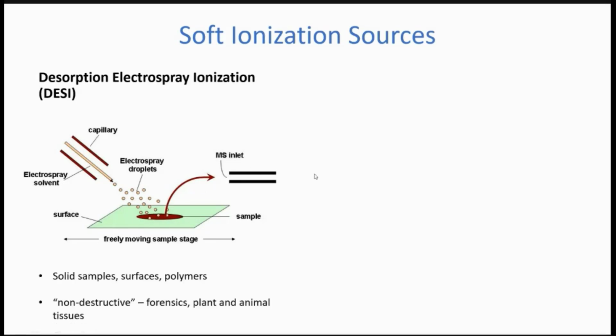This isn't used very often, but it is pretty popular for people working in the polymer industry and surface coating. So it's used for that sort of thing. It's what people consider non-destructive because you only remove a few ions or molecules from the surface. And so it's probably really good for things like forensics or even possibly plant and animal tissues, because you could then go on and do staining and other types of analyses, visual analyses with your sample.